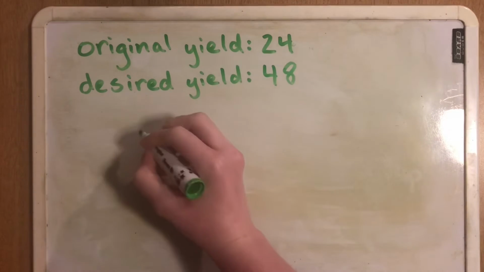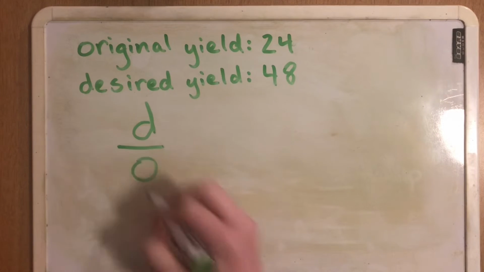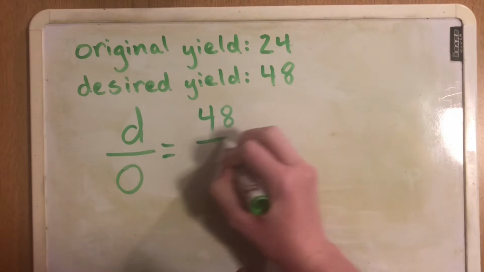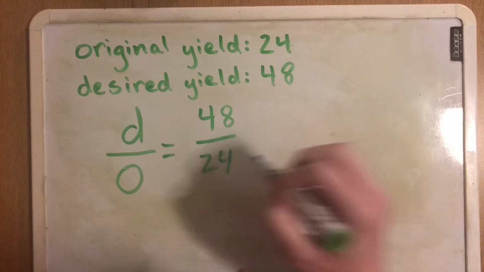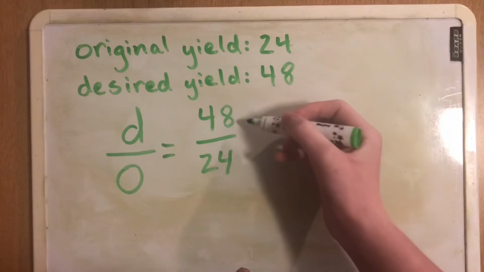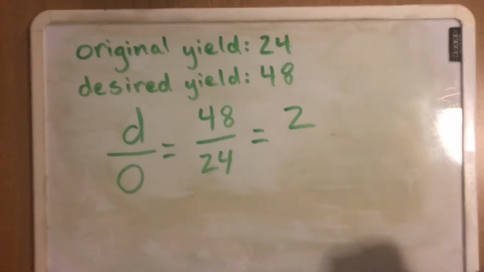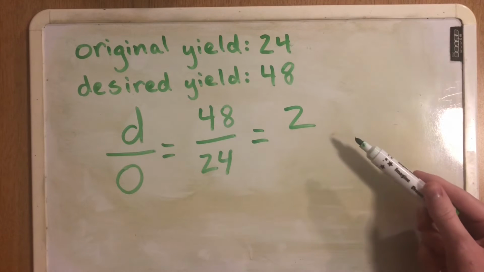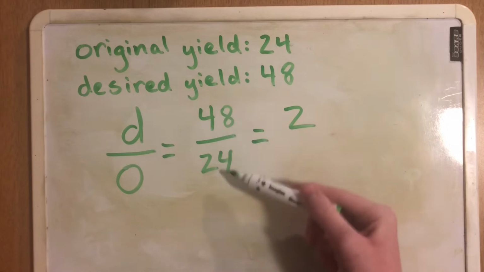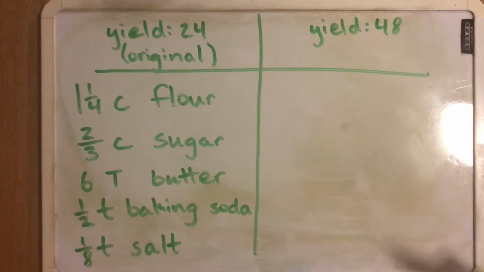So we can use DO. That stands for desired yield over original. So we want 48, but originally we have 24. I'm going to simplify this, so I know that 48 over 24 is equal to 2. So that means we're going to have to multiply the amount of each ingredient by 2 to get 48 cookies instead of 24. So we're going to pretend that these are our cookie ingredients.